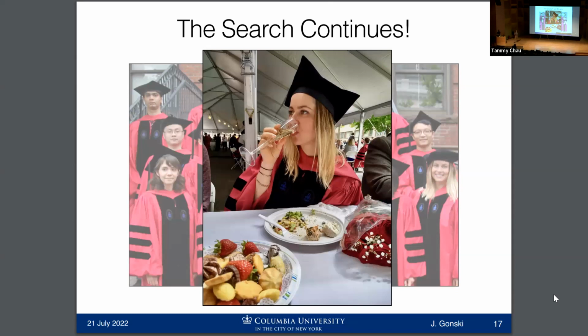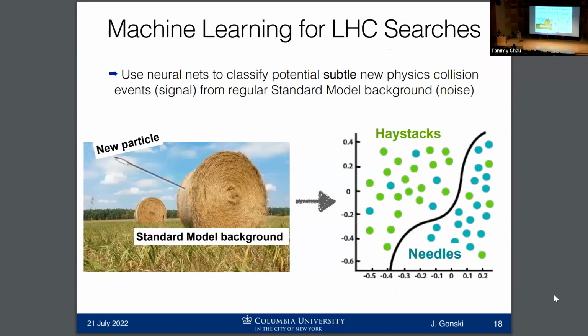And then I moved on to be a postdoc, so a research scientist with a PhD, now at Columbia. I'll land on the last couple notes of some things that I am working on now. And one of those is to introduce machine learning to LHC searches.